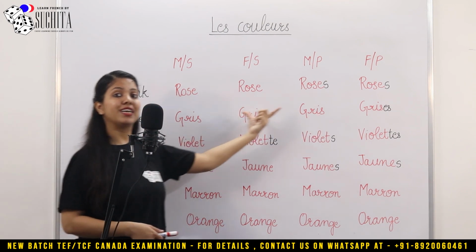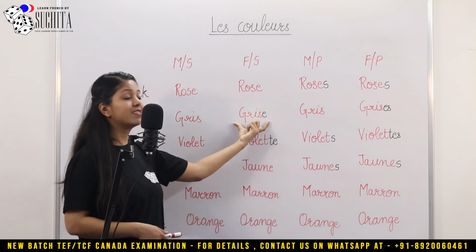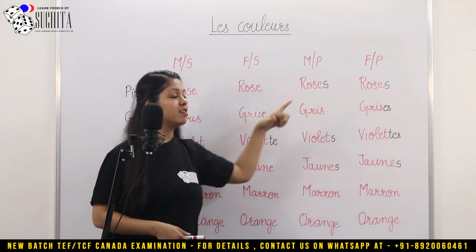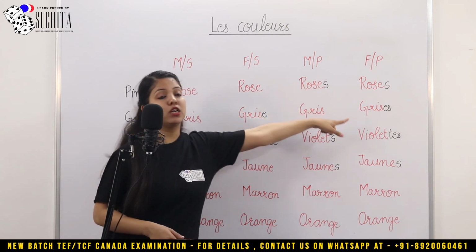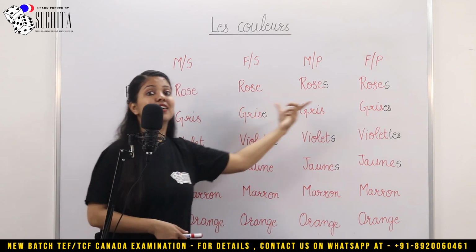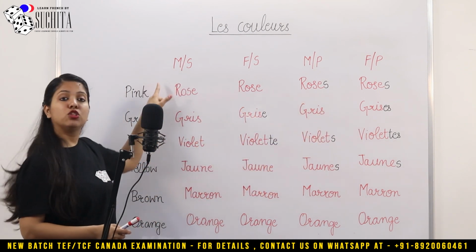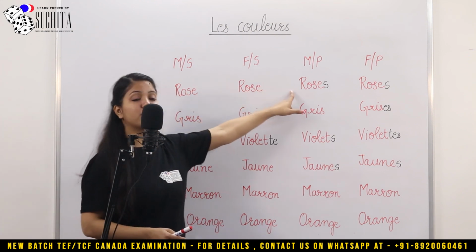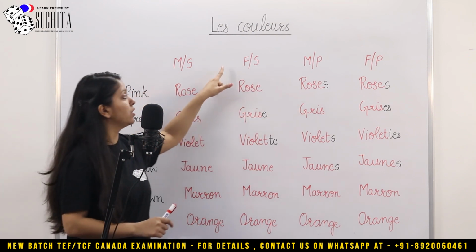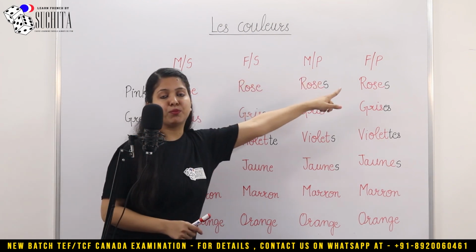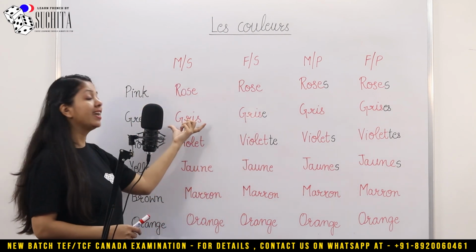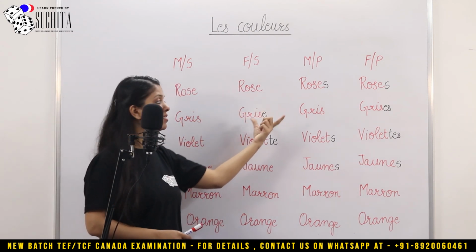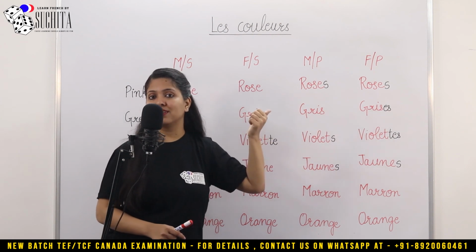Alors, gris, gris. I'll use this form to make the feminine plural. So here I'm going to add an S to make it plural. So grise, grise. I also told you the pronunciation of masculine singular and masculine plural will always be the same, and the pronunciation of feminine singular and feminine plural will always be the same. Alors c'est gris, grise, gris et grise.